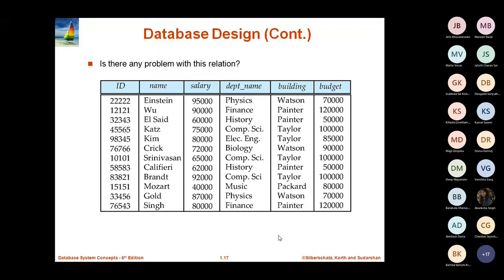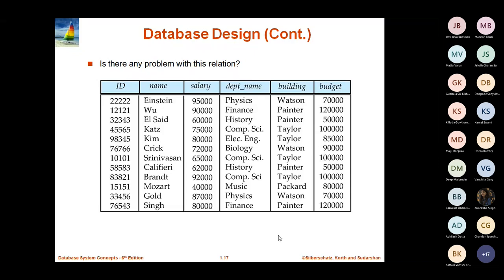Anybody? You need not raise your hand. You can just say, do you see any issue with this as compared to the previous design where we had 2 tables? Yes, what do you see? For example, for physics, the building name has been repeated. This could have been stored in a separate table to reduce the amount of space used to store the data. Wonderful. So there is redundancy in data, right?